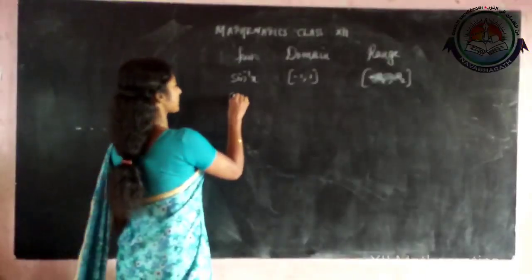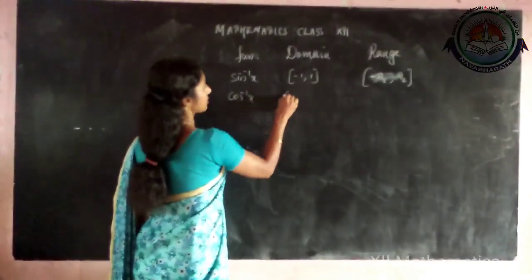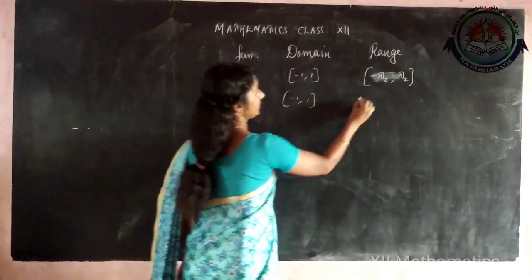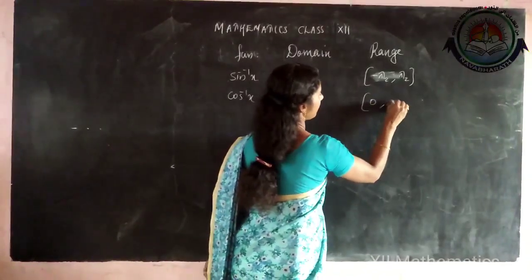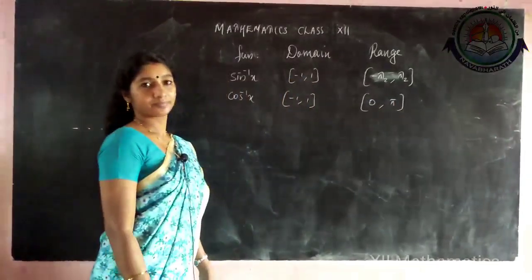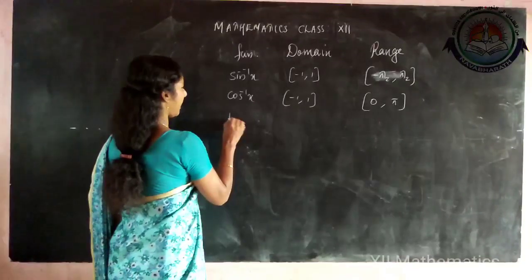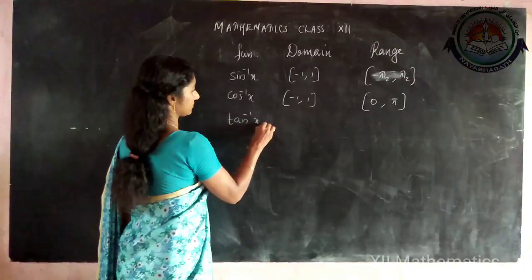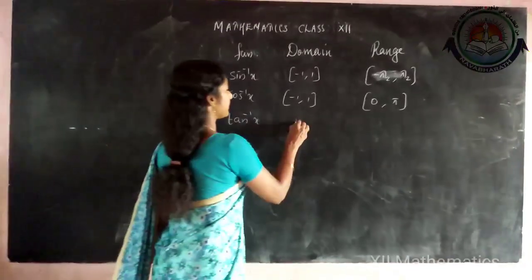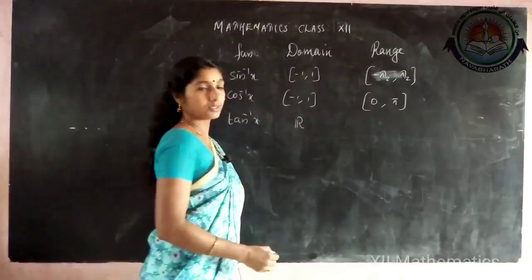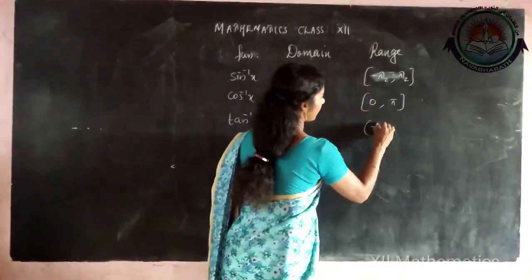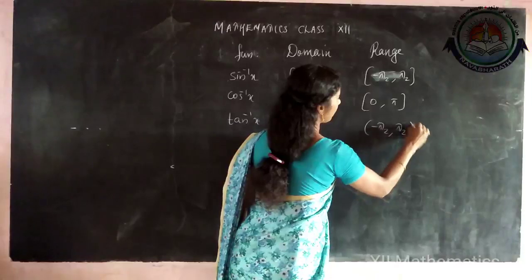Cos inverse of x. Its domain is minus 1 to 1 and range 0 to pi. Tan inverse of x. Its domain is the real numbers, and range is the open interval minus pi by 2 to pi by 2.